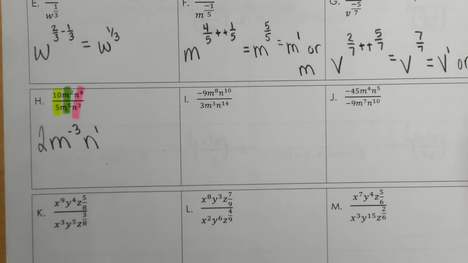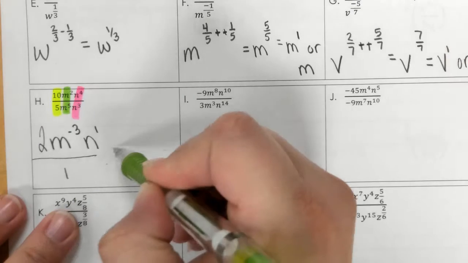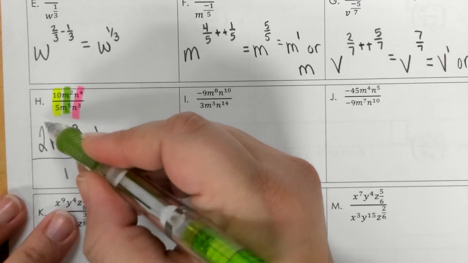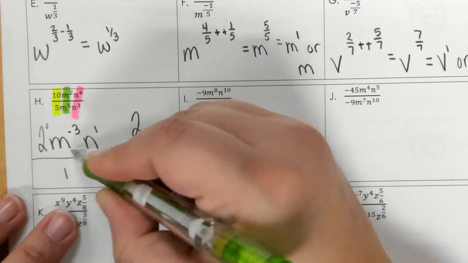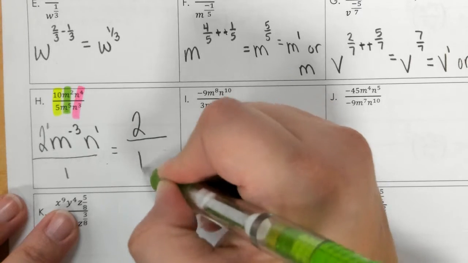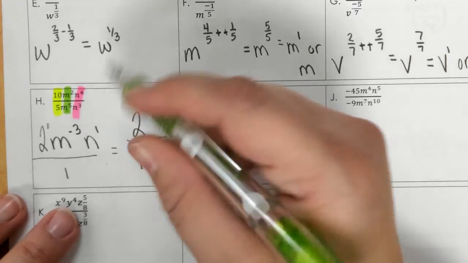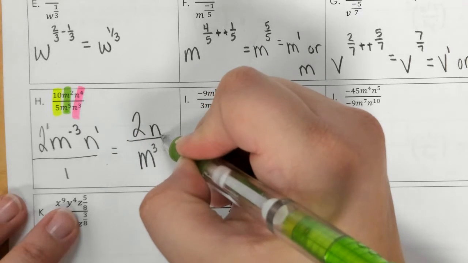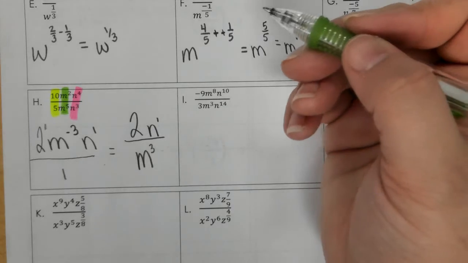But as you know, in day 1, you can't have a negative exponent. So we put this whole expression over 1. Now the 2 has a positive 1 on it, so I will leave it in the numerator. M will move to the bottom because it has a negative and becomes positive. And then n to the first will stay on the top. You could just leave it as n, or you could put the 1 there if you want.